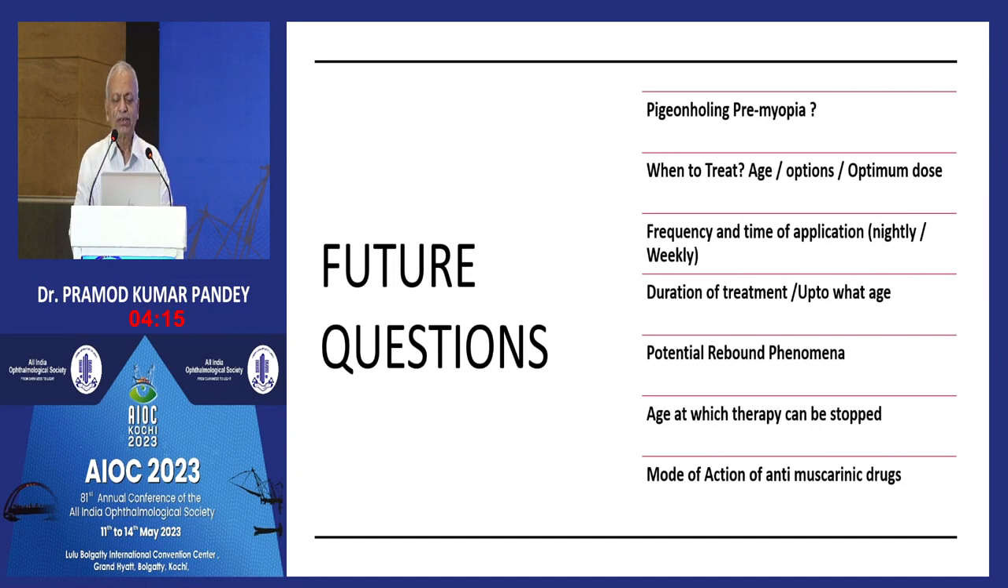Now, future questions: pigeonholing, what is pre-myopia, when to treat, age group, options, optimal dose, frequency and time of application, nightly or weekly, duration of treatment, up to what age, potential rebound phenomena, age of when to stop therapy, and the mode of action of these agents.